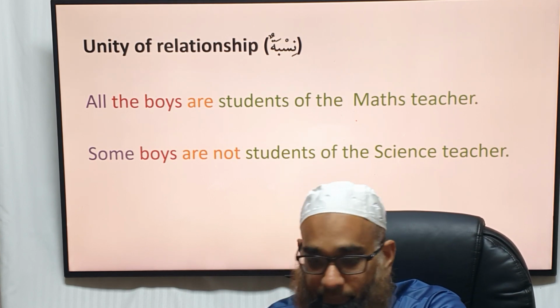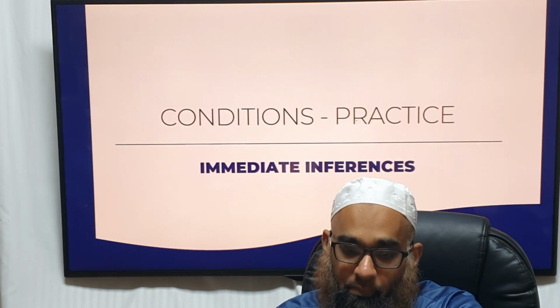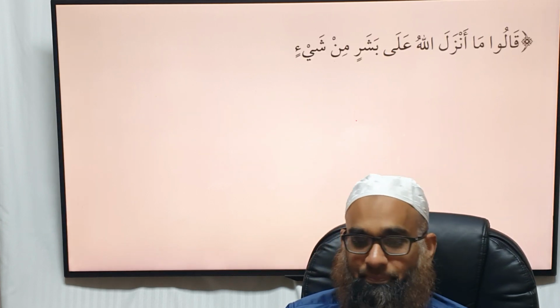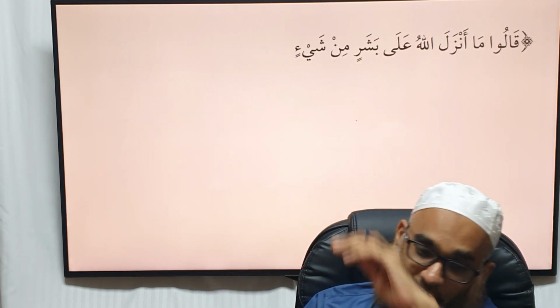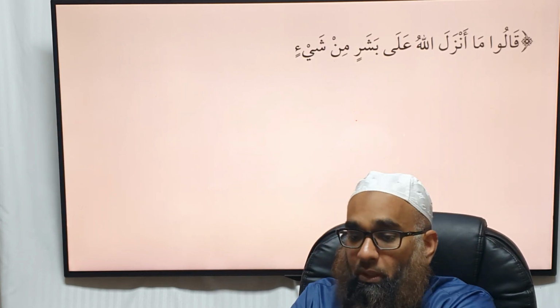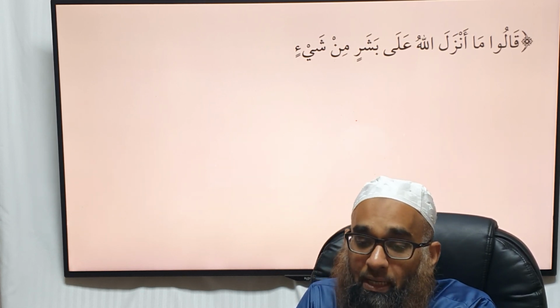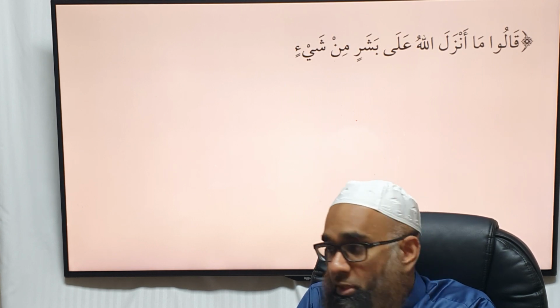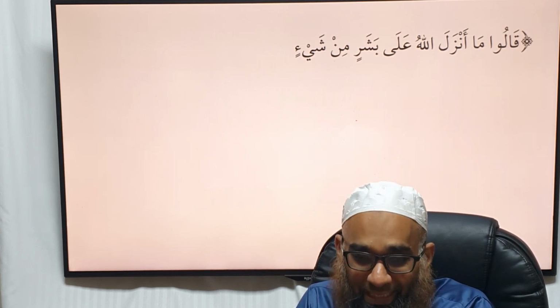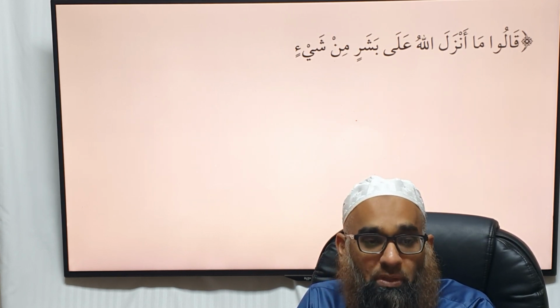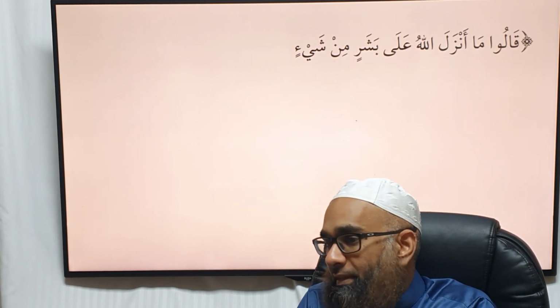Make sense? Okay. So let's try a few examples here. Now actually get down to the nitty-gritty of this. So قالوا, they said, the disbelievers said, ما أنزل الله على بشر من شيء. Allah subhanahu wa ta'ala did not reveal upon any human being anything.